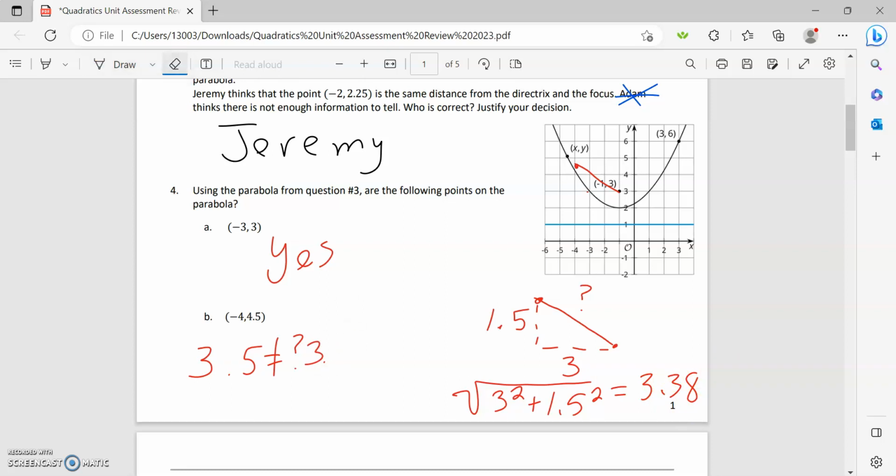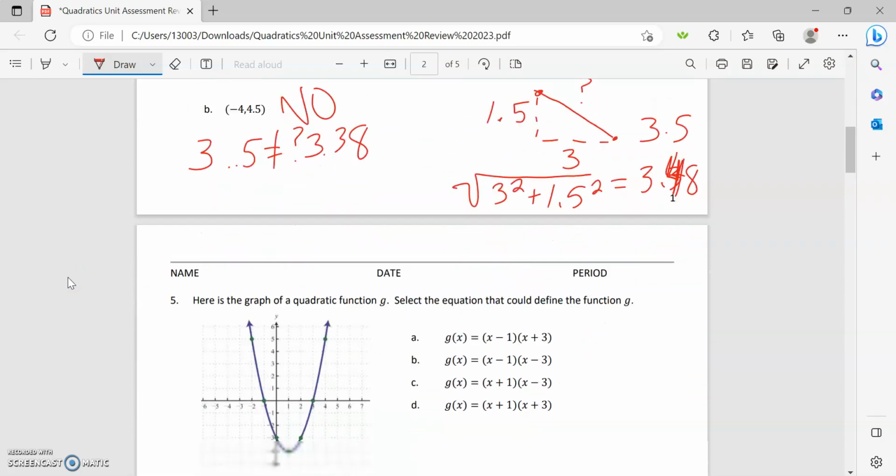Please, I've had several students asking, let's say that was 3.48 something or other, and I said, well, that rounds up to 3.5, so doesn't that mean that this works? The answer is no, absolutely not. If that is not exactly the same value all the way carried out, it is not going to be on the parabola. So this one was 3.38, so no, it is not on the parabola. Hopefully that made sense. I'm going to move on.